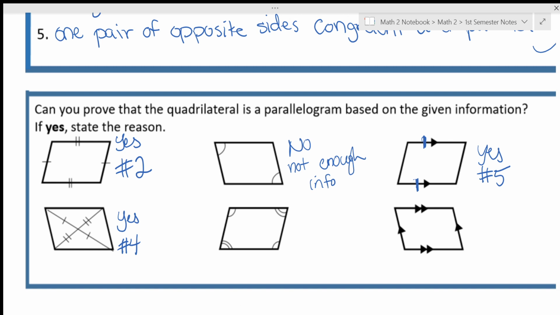So that is one that we can use. Next one is we have both pairs of opposite angles congruent, which is our 3rd reason that we can use to prove that a quadrilateral is a parallelogram. And our last one here is we have 2 pairs of opposite parallel sides, which is our 1st reason. So yes, we have enough information. We can use the 1st reason there to prove that this is a parallelogram.